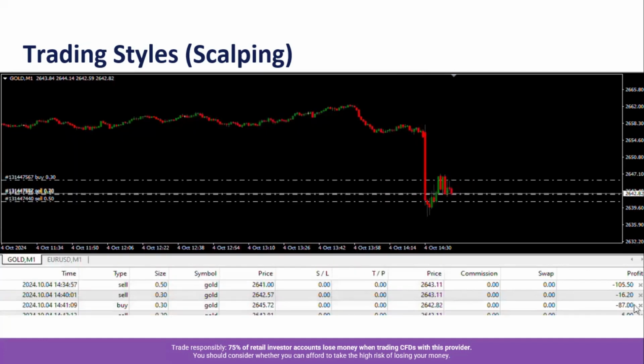I will close that buy now. I should be able to close that buy. Where is the buy? I should be closing that buy anytime from now. I have 3 sell trades and 1 buy trade. Okay, 3 sells and 1 buy.